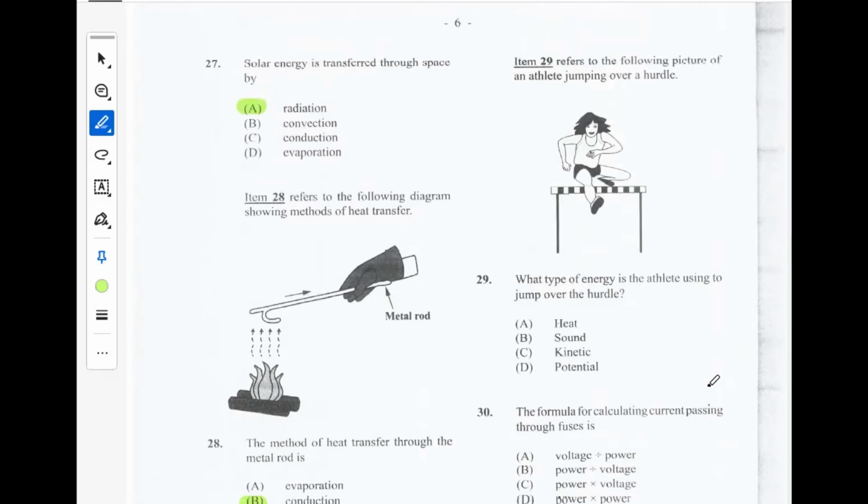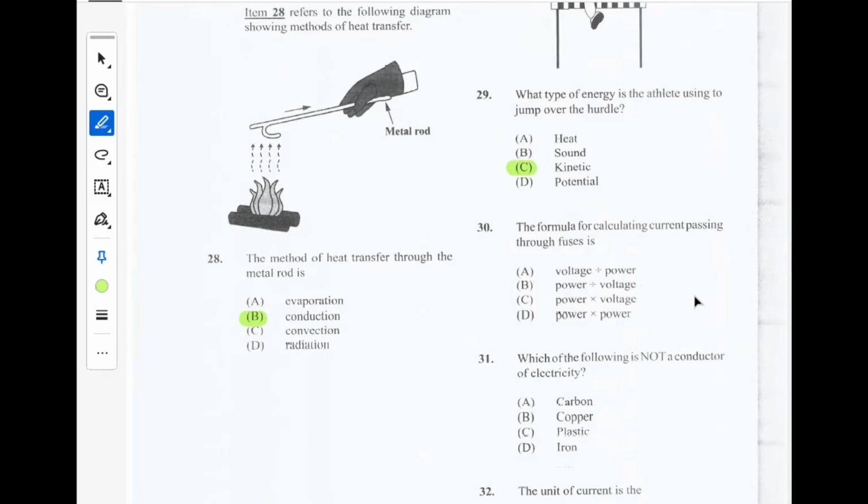Question 29 refers to the following picture of an athlete jumping over a hurdle. What type of energy is the athlete using to jump over the hurdle? If the athlete is in motion because they are jumping, they must be using kinetic energy. The formula for calculating current passing through a fuse is, and all you have to do is learn these formulas, right? I equal power divided by voltage.